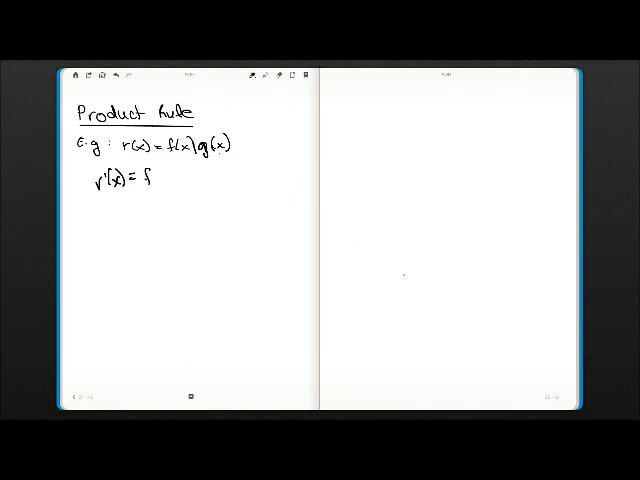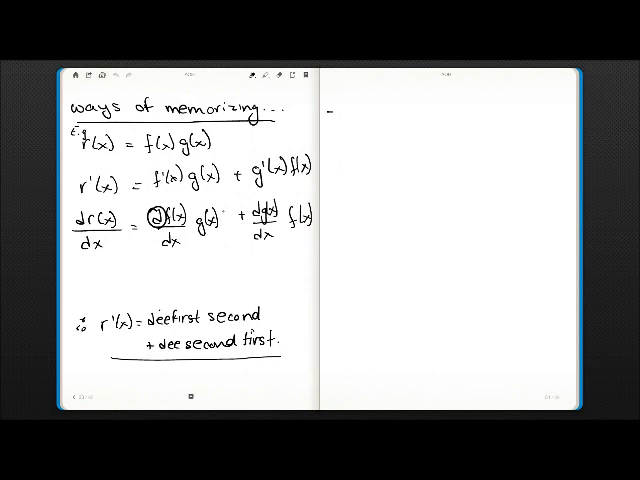So the derivative r prime of x would be r prime of x equals the derivative of the first function, so f prime of x, times the second function, g of x, plus the derivative of the second function, g prime of x, multiplied by the first function, so f of x. So this is the product rule, and it's a rule that you need to memorize.